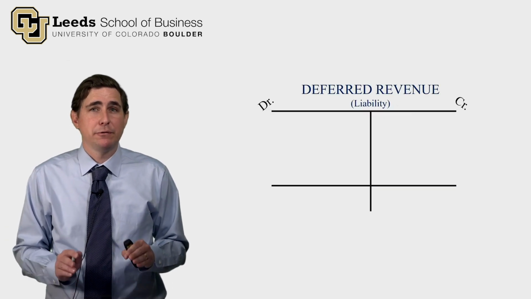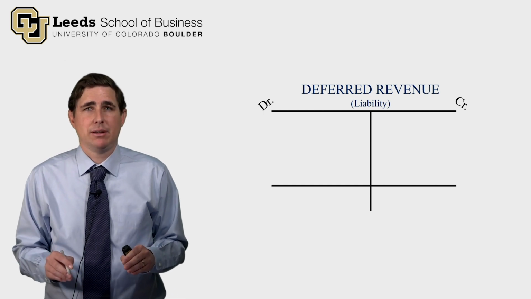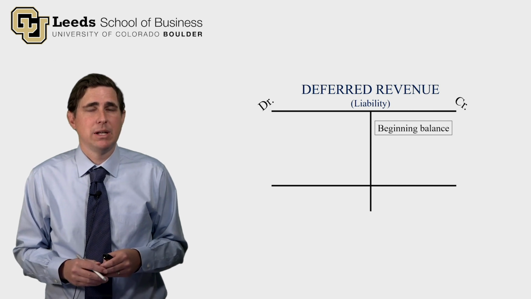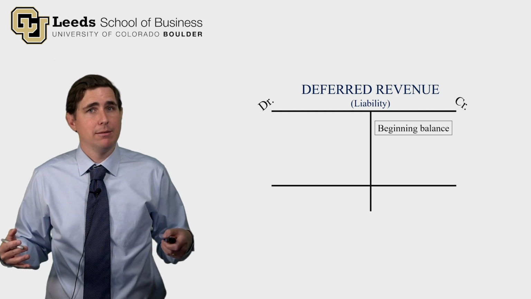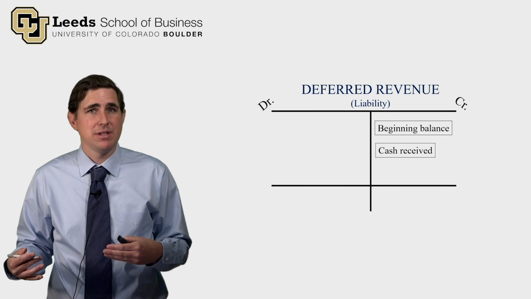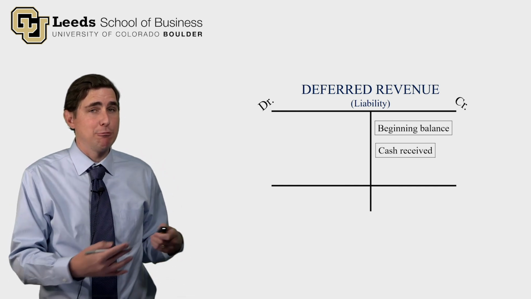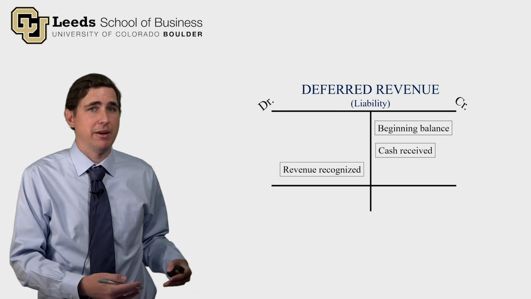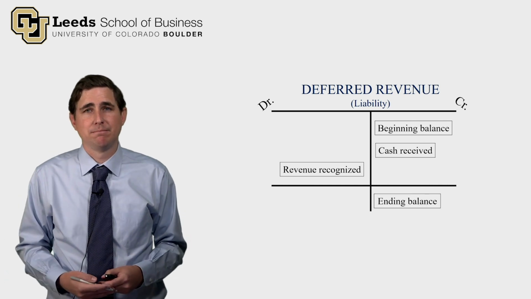Let's take a look at the deferred revenue T account. Deferred revenue is a liability, so it has a credit beginning balance. When the company receives more cash but has not earned it yet, they credit the deferred revenue account for that cash received. When they satisfy their performance obligation and recognize the revenue, they debit deferred revenue for the amount that they've earned. Then the ending balance is again a credit.